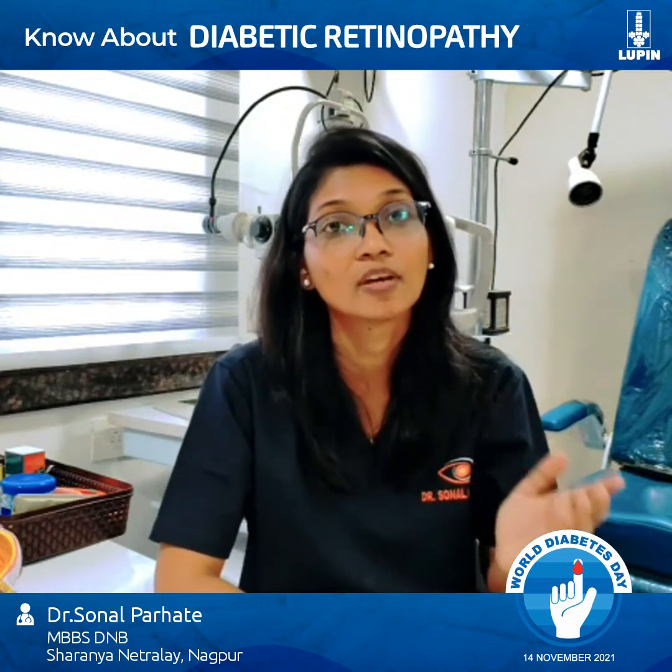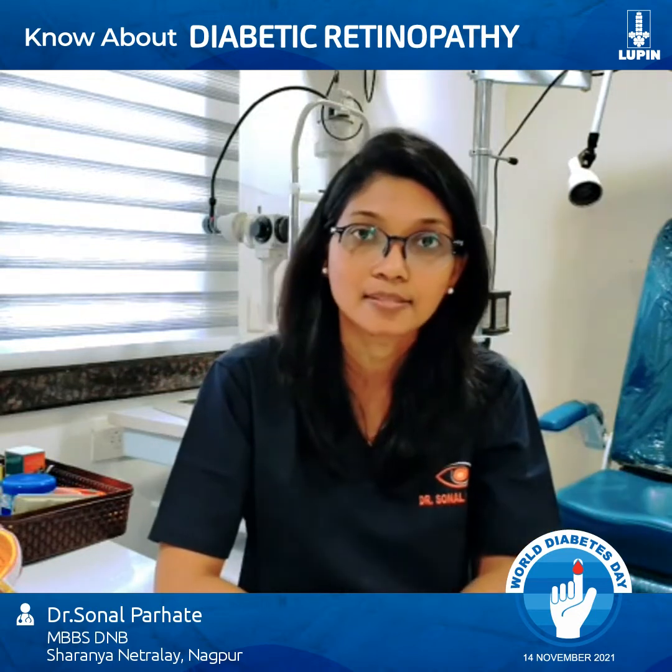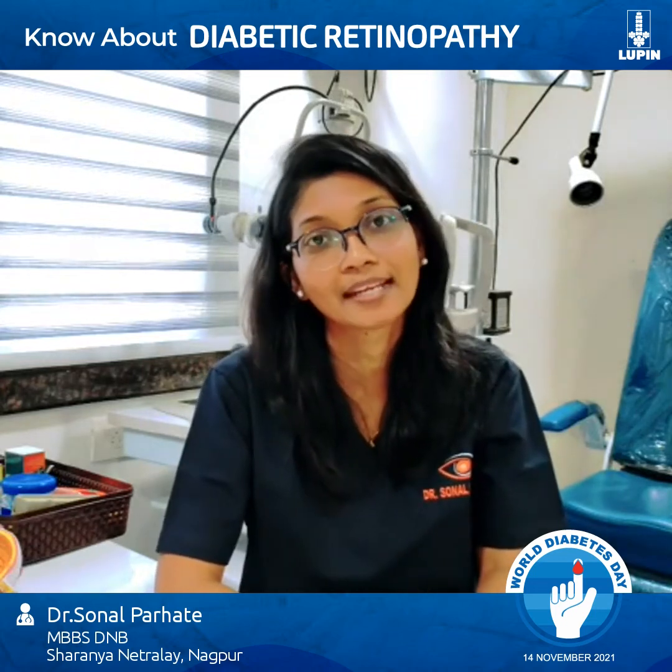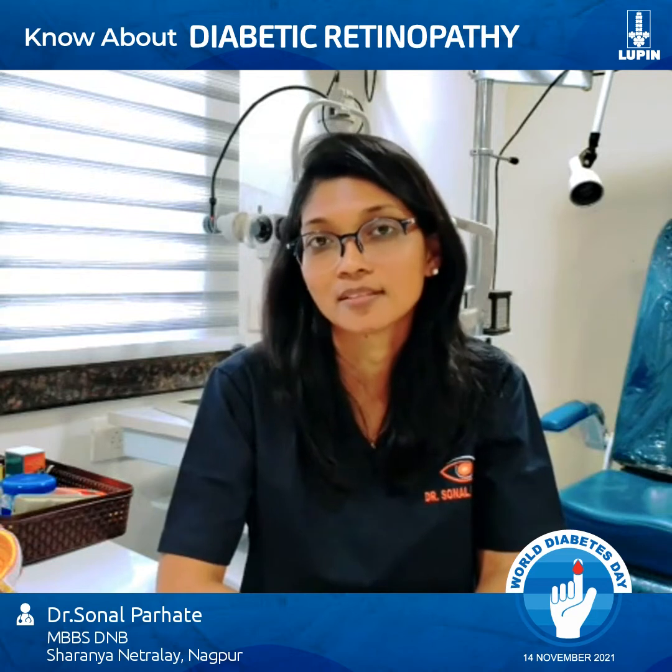Now, how can you prevent it? See, managing your blood sugar level in the normal range is the best way to lower the risk for diabetic retinopathy. And you can do this by getting regular physical activity, eating healthy, and following instructions given by your physician for your diabetes medicines. Also, controlling your blood pressure, your cholesterol level, and staying away from smoking can reduce the risk.